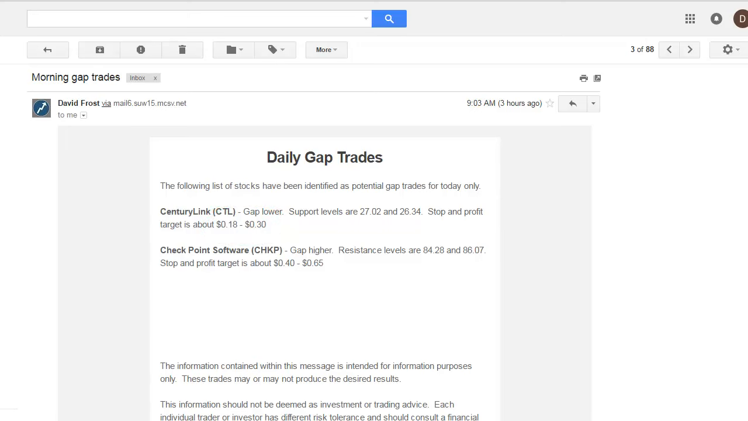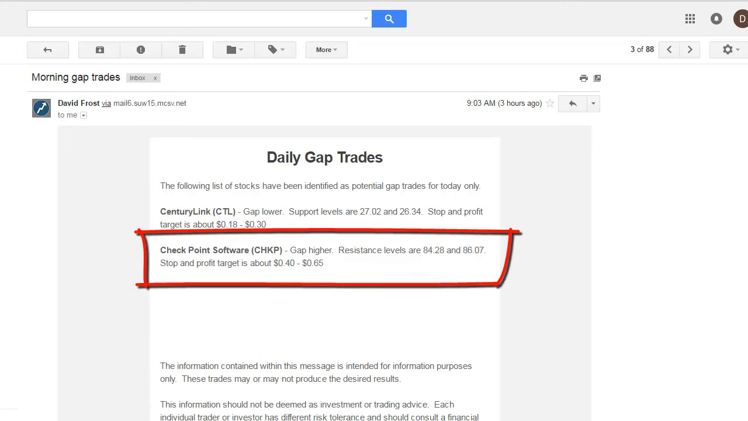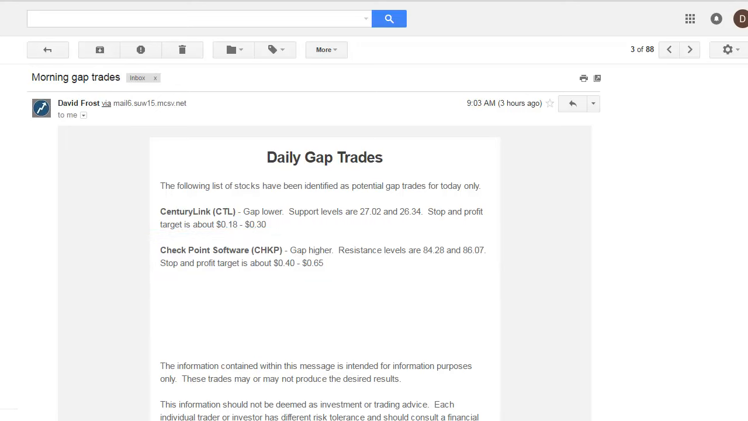The second one was Checkpoint Software. This is the stock we're just looking at. We're going to go back to it in a second. I say gap higher. Resistance levels are $84.28, and then I gave a secondary level where the stock didn't get there. Stop and profit target is about 40 to 65 cents. Let's go ahead and go back to Checkpoint and take a look at what happened.